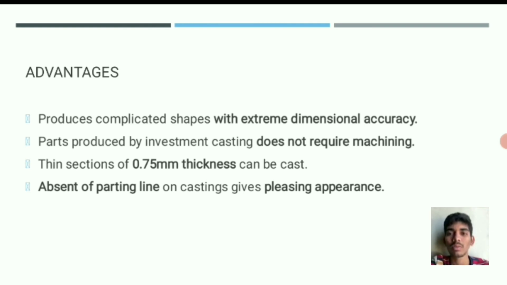Next, advantages: it produces complicated shapes with extreme dimensional accuracy. That means we can produce components which possess extremely high dimensional accuracy. And next, parts produced by investment casting do not require machining. Next, thin sections of 0.75 mm thickness can be cast. Next, the main advantage of investment casting is the absence of a parting line on the casting, which gives a pleasant appearance.